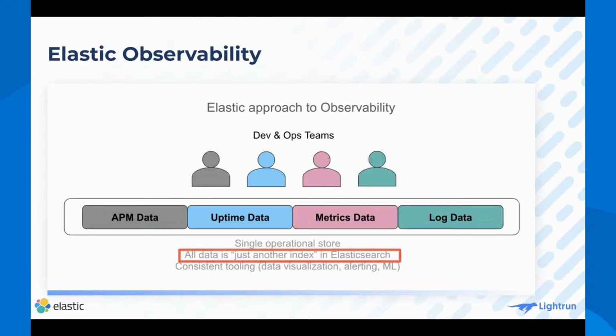In any case, Elastic Observability wants to take this entire suite of tools and combine them into a single pane of glass, a single operational store. And I think the key factor of why Lightrun and Elastic Observability play really nicely together is that all data is just another index in Elasticsearch. And this is a really interesting topic.